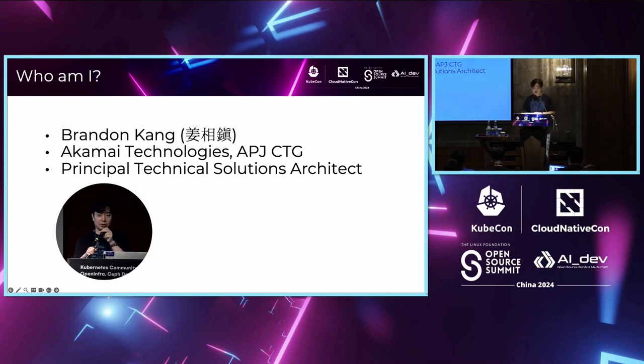My name is Brandon Kang. I'm working for Akamai Technologies. I belong to the Compute Technology Group for the APJ market, including Greater China, Taiwan, and Hong Kong. My position is Principal Technical Solutions Architect. I'm dealing with the cloud business as well as Kubernetes AI for Akamai. Maybe you know that Akamai is famous for CDN and security, but 2 years ago we acquired Linode, which was a cloud service provider based in Philadelphia in the US. After that, we started the cloud business as well.